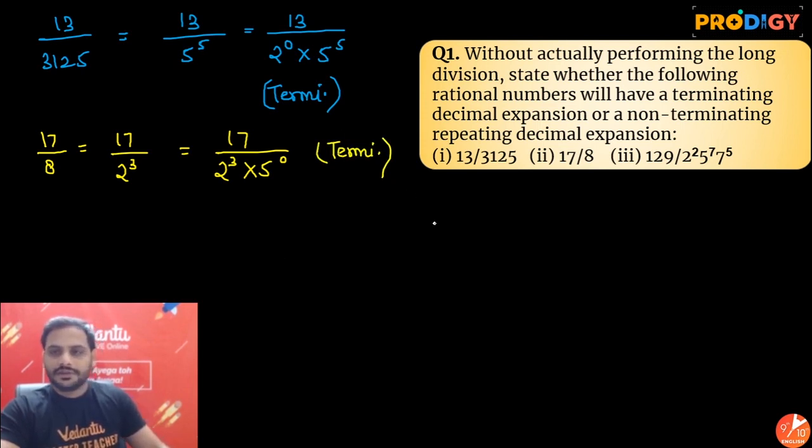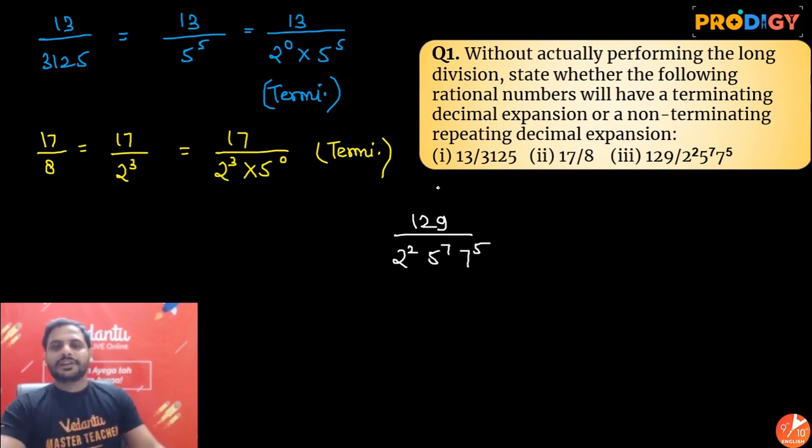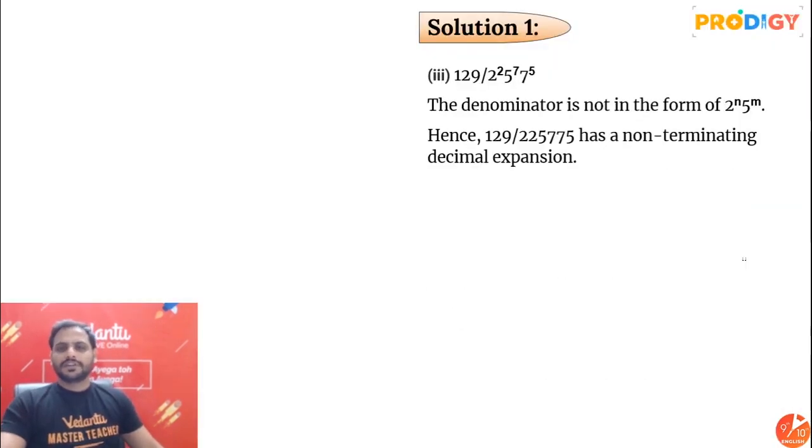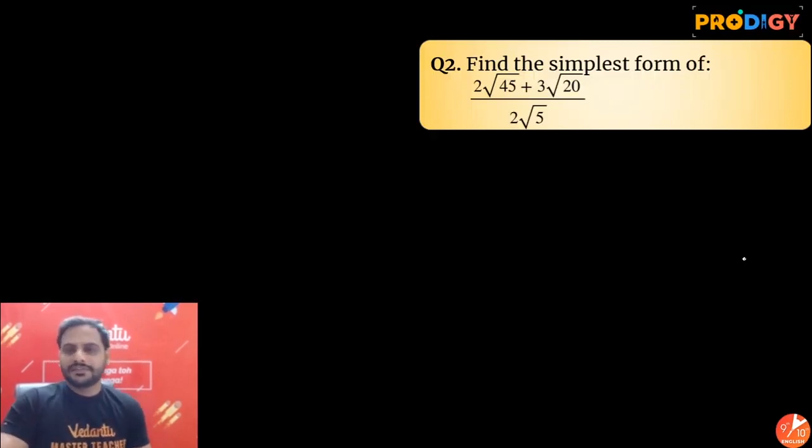And the last one: 129 divided by 2 square into 5 raised to the power 7 into 7 raised to the power 5. Now, the prime factorization of 129 is 3 into 43. Neither 3 nor 43 is present in the denominator, which means it is in the simplest form. Clearly you can see that since 7 is present there, and other than 2 and 5 nothing is allowed, this will be non-terminating and recurring. Okay beta, simple question.